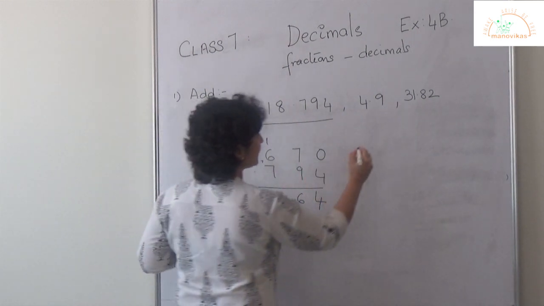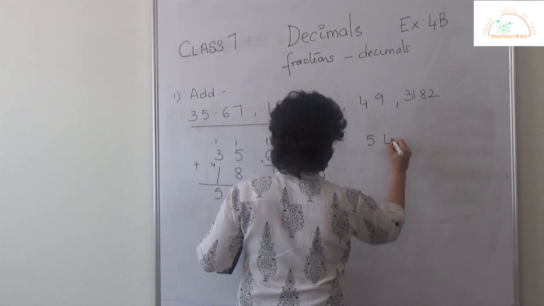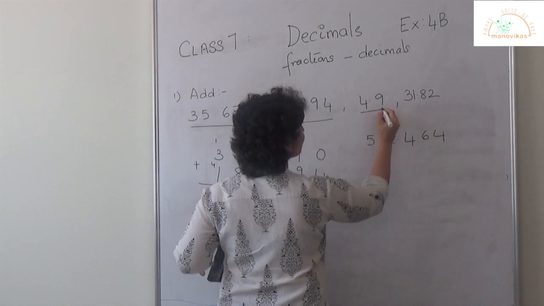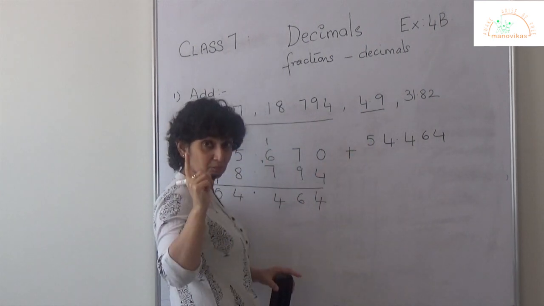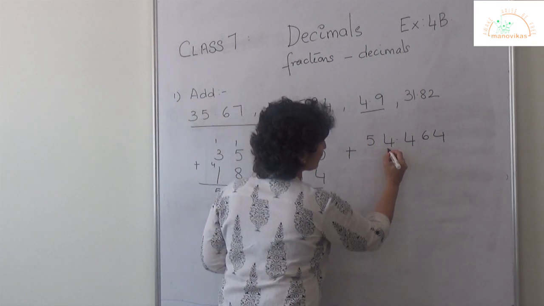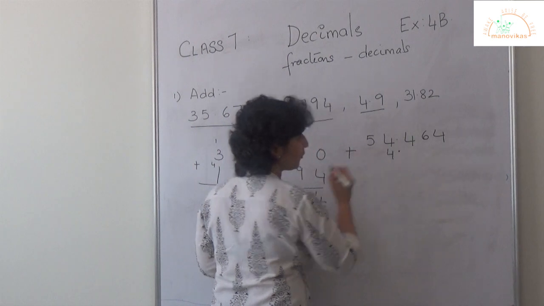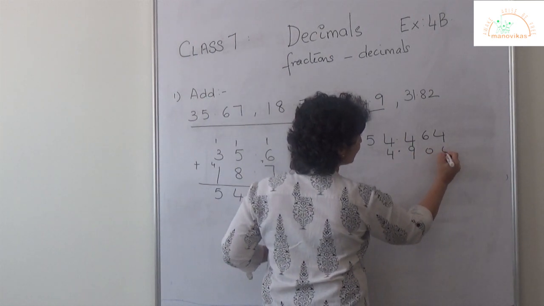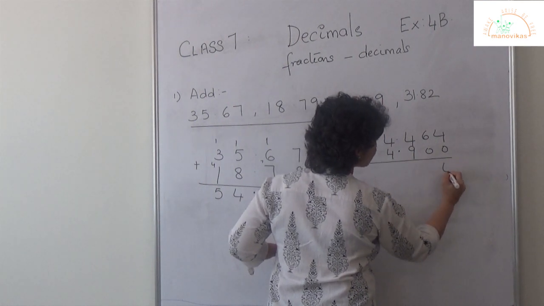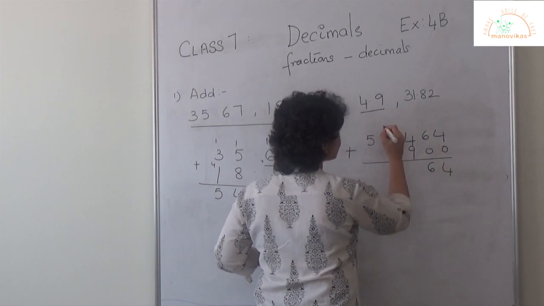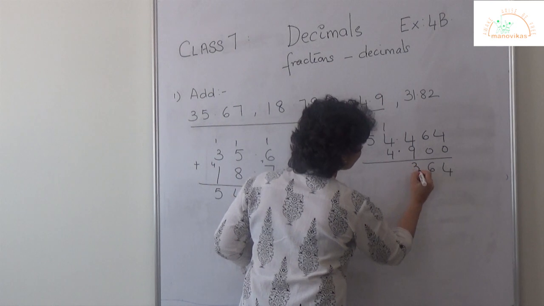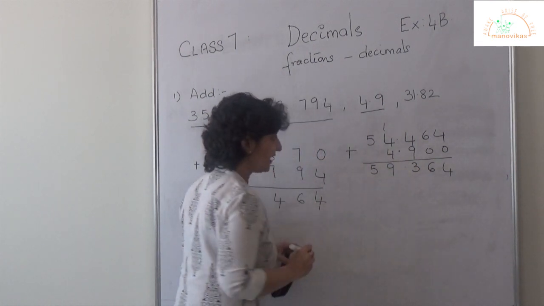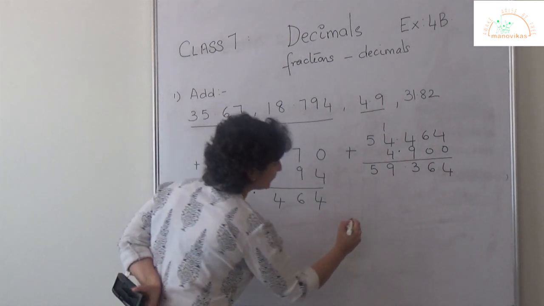So let me take this number on top. 54.464. Now let me take this number. Plus, be careful how you place it. 4, please remember your point doesn't change. 4.9. Let me put 0 at the other places. 4, 6, 13, 4 plus 4, 8, 9 and 5. Now let's write this again.